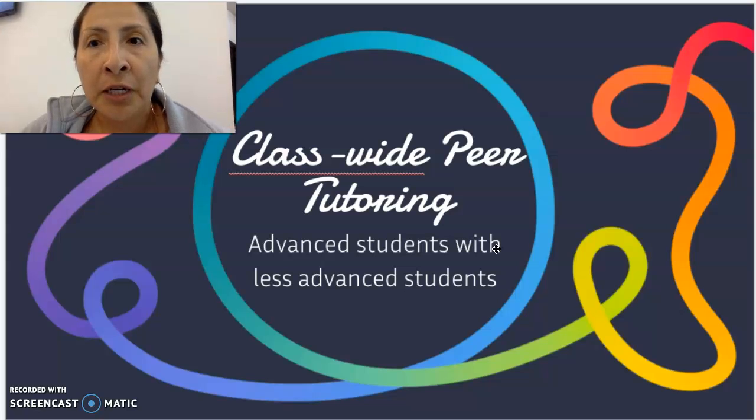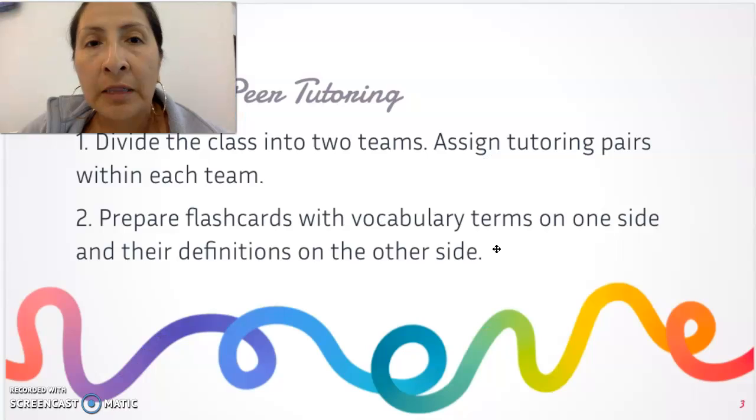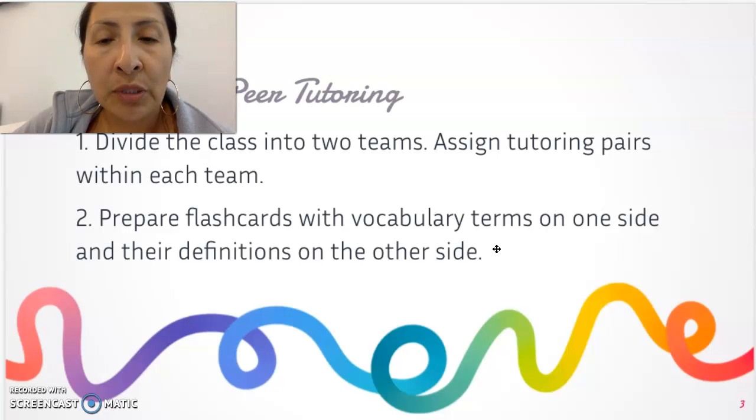So the first strategy that I'm going to talk about is class-wide peer tutoring. In this strategy, when you're going to introduce vocabulary, you pair up students. You put advanced students with less advanced students so that they can practice being tutors to one another. So you divide the class into two teams. You assign tutoring pairs within each team.